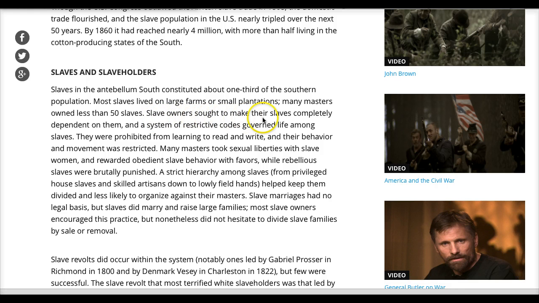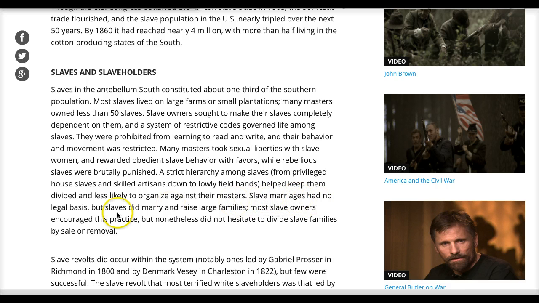Slave owners sought to make their slaves completely dependent on them, and a system of restrictive codes governed life among slaves. They were prohibited from learning to read and write, and their behavior and movement were restricted. Many masters took sexual liberties with slave women and rewarded obedient behavior with favors, while rebellious slaves were brutally punished. A strict hierarchy among slaves, from privileged house slaves and skilled artisans down to lowly field hands, helped keep them divided and less likely to organize against their masters.